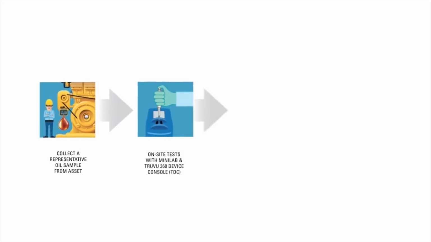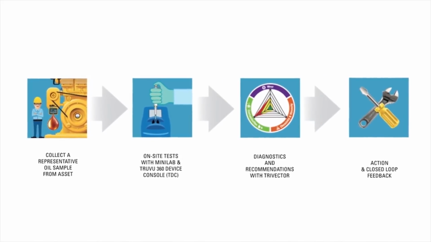The core of TruVu 360 is its sample analysis process. It is fairly simple and only requires a few steps. First, scheduling and collecting a representative oil sample from the asset. Then, perform on-site tests with the mini lab and TDC. Then, you move on to diagnostics. And finally, the recommendations with the adaptive rules engine. It finishes with updating actions, saving, and archiving the reports.